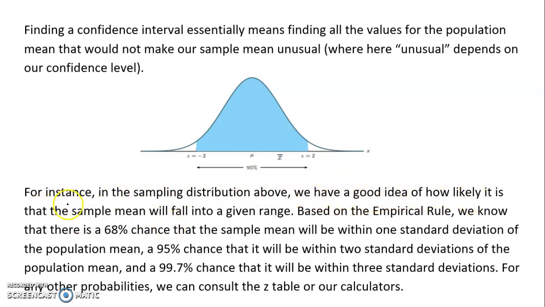So for instance, in the sampling distribution above that we just talked about, we have a good idea of how likely it is that a sample mean will fall into a given range based on the empirical rule. We know that there's a 68% chance that the sample mean is within 1 standard deviation, 95% chance that it's within 2, and 99.7% chance that it's within 3. For any other probabilities, we can calculate with our calculator.